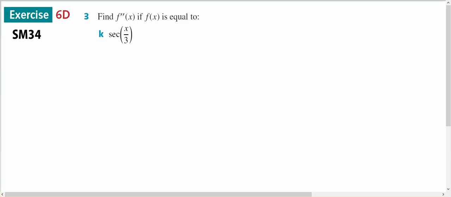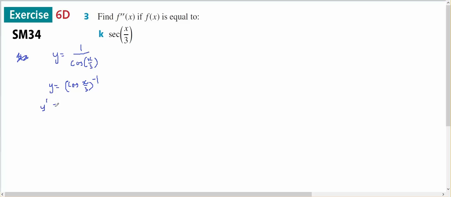This is for Specialist Maths that comes out of 6D, taking the second derivative of sec x on 3, which is 3k. So I'm going to take the first derivative first. I'm going to say that y equals 1 on cos of x on 3, which means y equals cos of x on 3 to the negative 1.